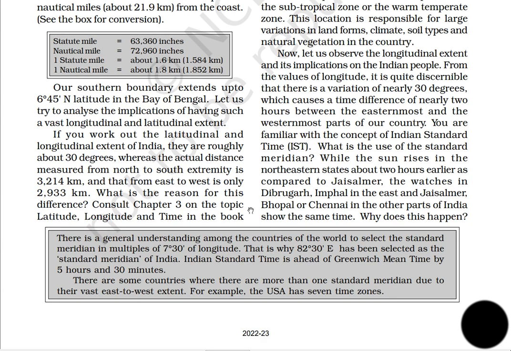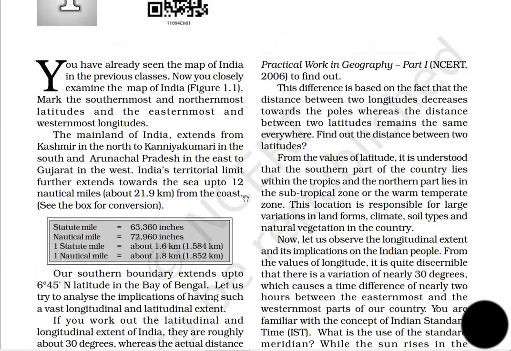Consult chapter 3 on the topic latitude, longitude, and time in the book Practical Work in Geography Part 1, NCERT 2006 to find out. This difference is based on the fact that the distance between two longitudes decreases towards the pole, whereas the distance between two latitudes remains the same everywhere. Find out the distance between two latitudes?